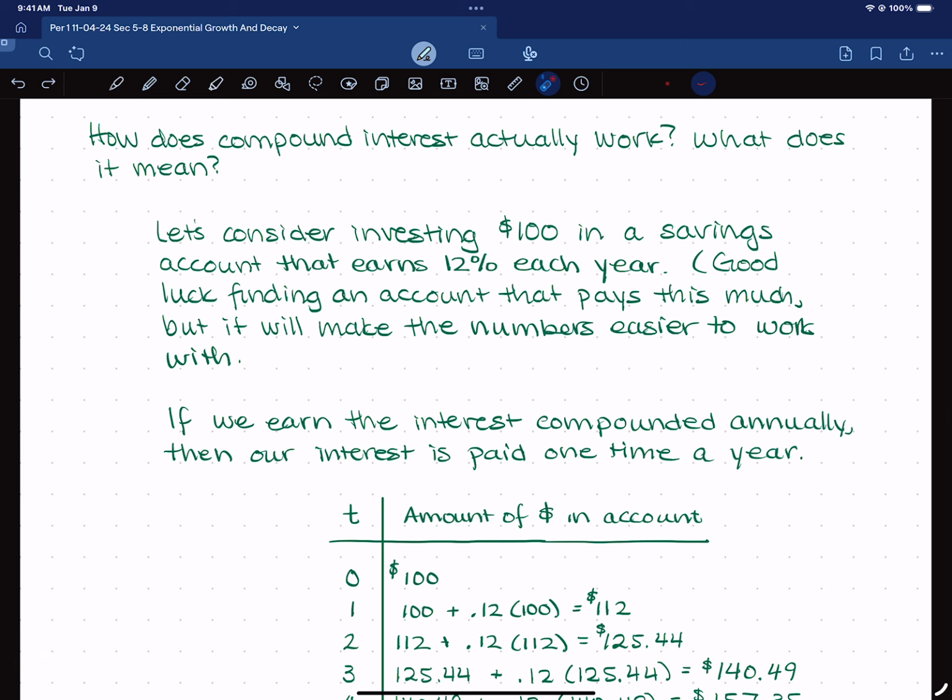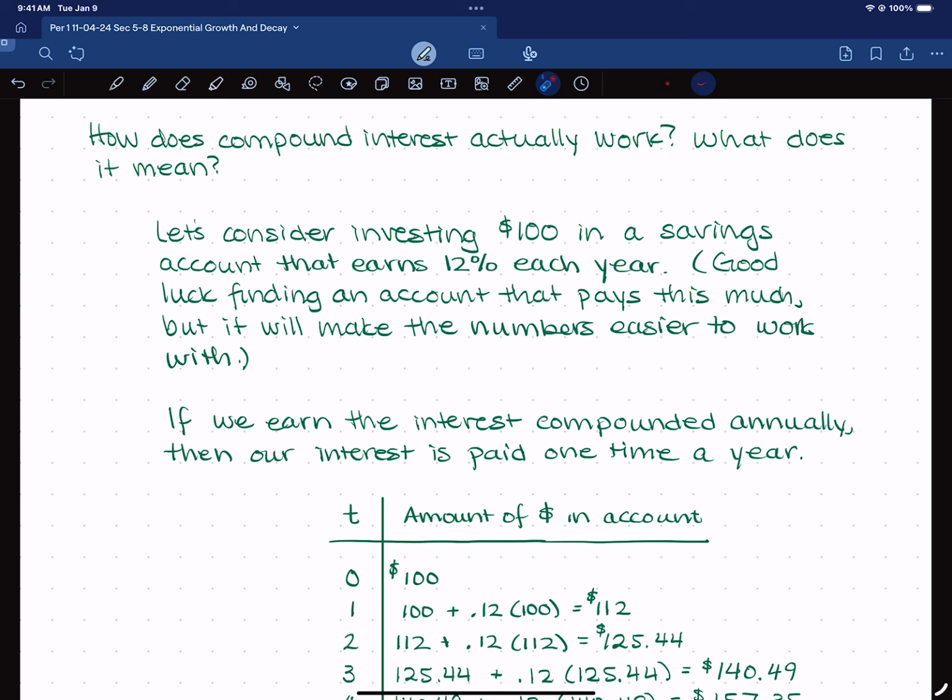What does it mean? So let's just consider that we're going to invest $100 and put it in a savings account that earns 12% interest each year. By the way, you're never going to find a savings account these days that earns 12% interest each year. Although savings accounts are paying fairly decently right now, we're just using 12% because it's going to be easy for examples.